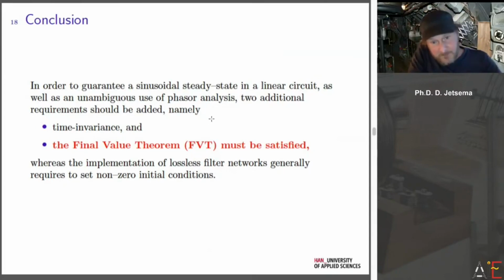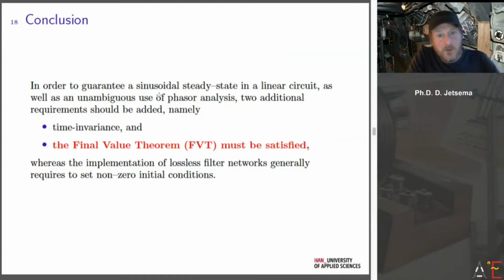Otherwise, implement such a thing in PSpice or in MATLAB or in Simulink or whatever simulation program you have at hand, and you will see that generally you get a different solution than you would expect when just, let's say, bluntly applying phasor algebra.